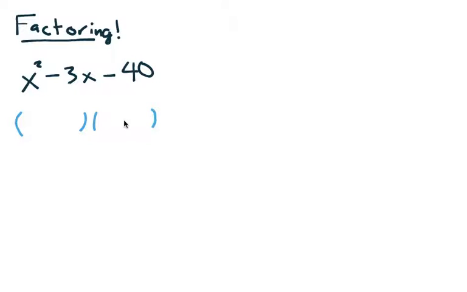And so the first term that we're going to have here has to be what you can multiply to get this first term. So what can you multiply to get x squared? You can multiply x, and x times x is x squared. So we're going to have x here and x here. It's going to be the first part. And then we're going to have a plus or minus a number in each of these parentheses.